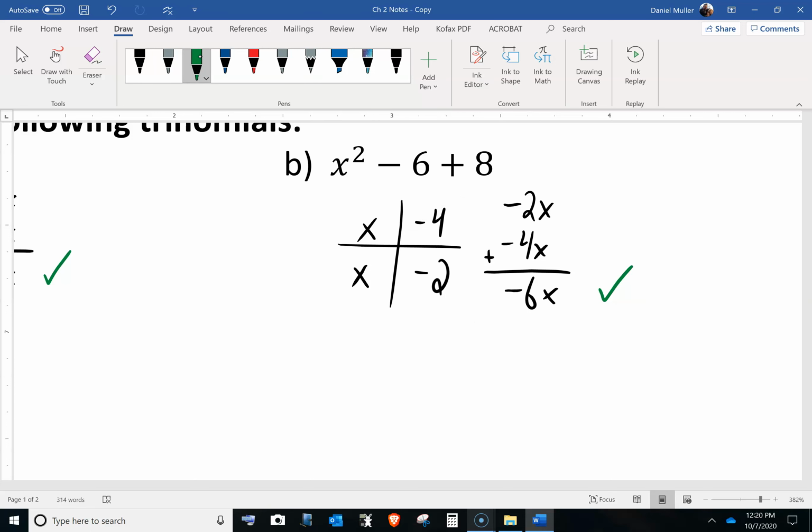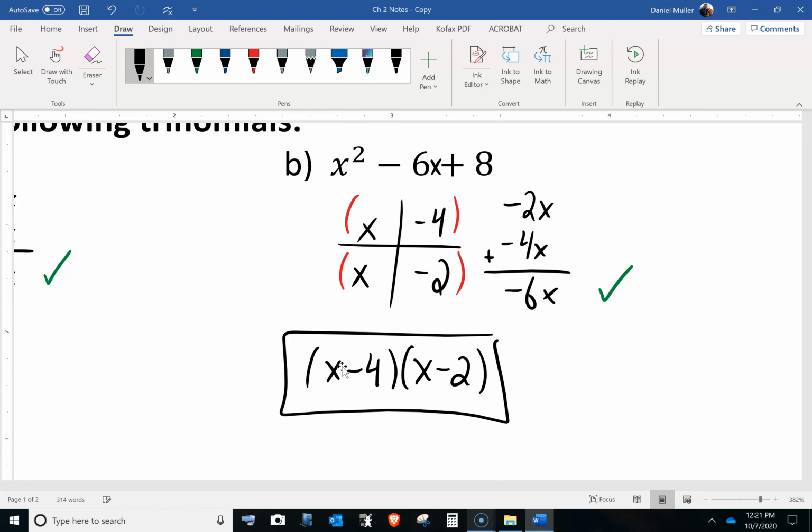Now, I can just see here the x is actually missing. Well, I'll put it in here. It shouldn't be missing in yours, but it is in mine. So I have these two, x minus 4 and x minus 2. X minus 4 and x minus 2. Beautiful.